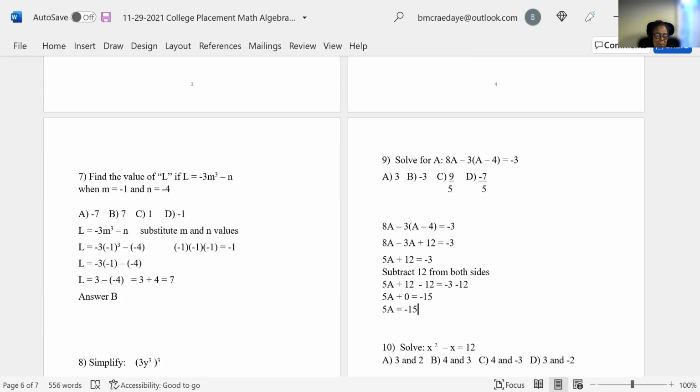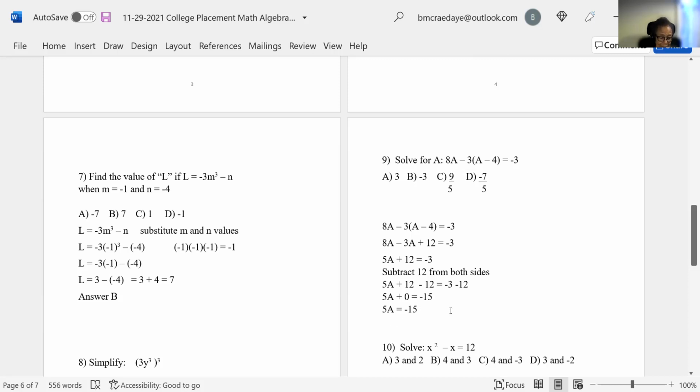So what is a equal to? What must be multiplied by 5 to get a minus 15? What value do you multiply by 5 to get a minus 15? What number times 5? A 3. But if you have a negative 15, then that has to be what? Negative 3. That's right. Must be a negative 3.